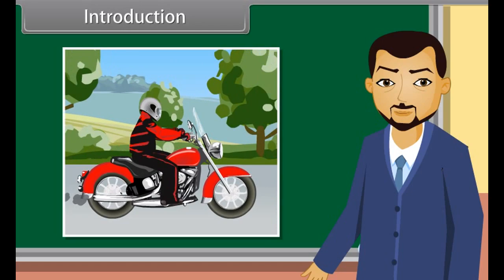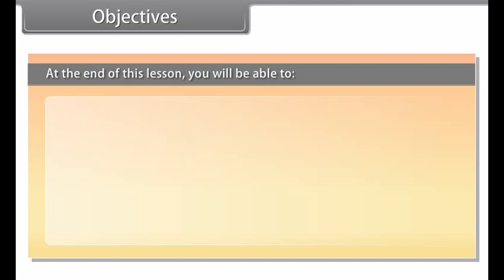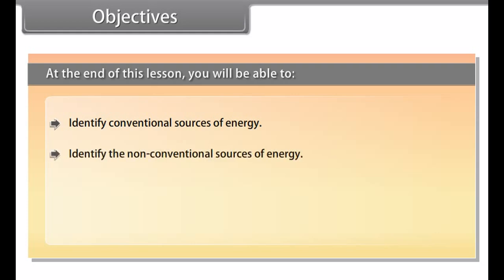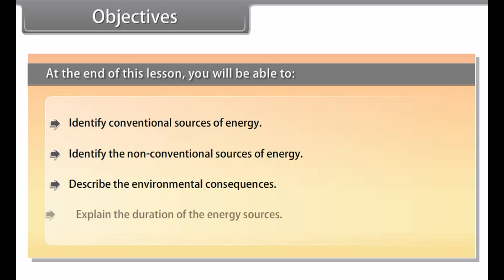Children, in this lesson, we will learn about the conventional sources of energy and the non-conventional sources of energy and its impact on the environment. Objectives. At the end of this lesson, you will be able to identify conventional sources of energy, identify the non-conventional sources of energy, describe the environmental consequences, explain the duration of the energy sources.